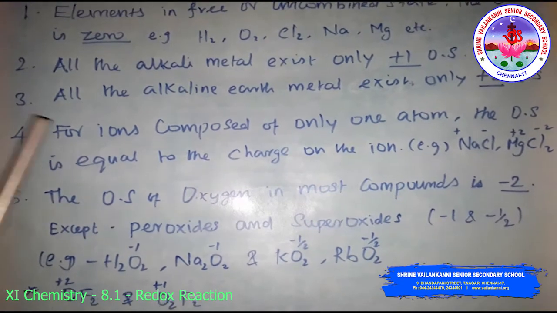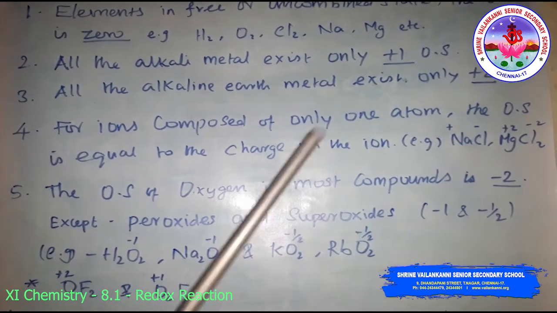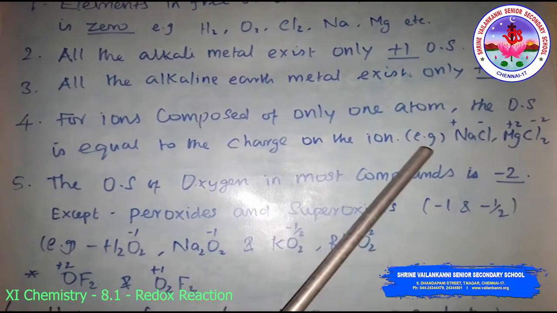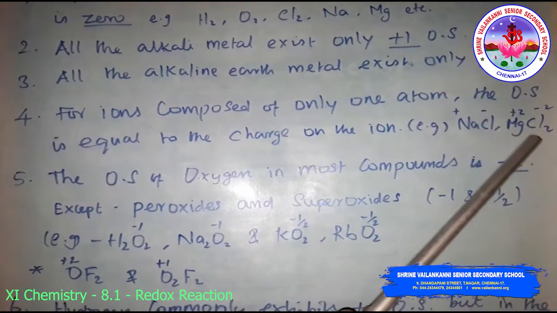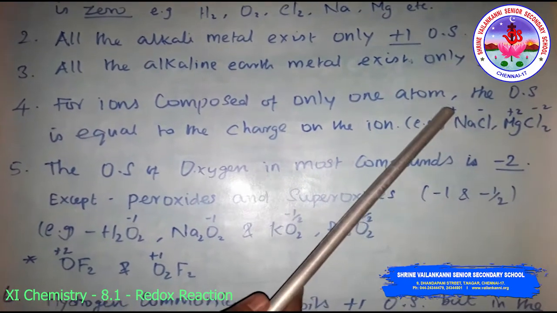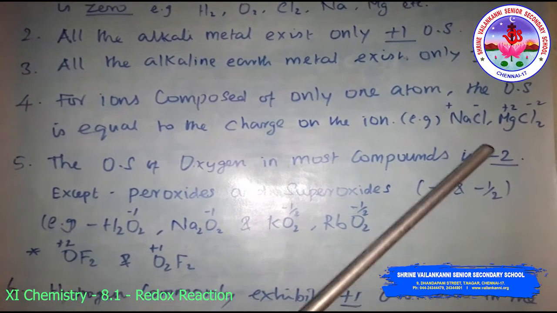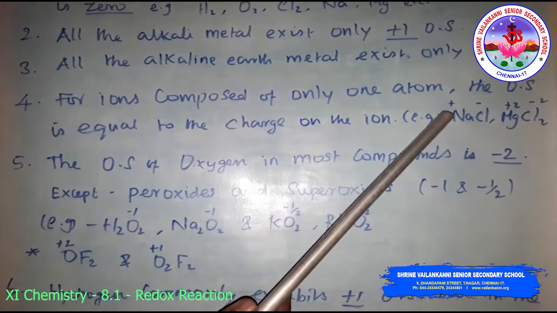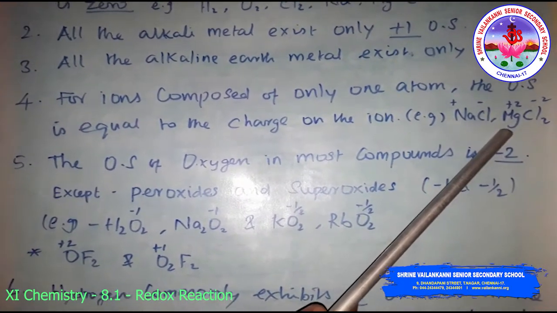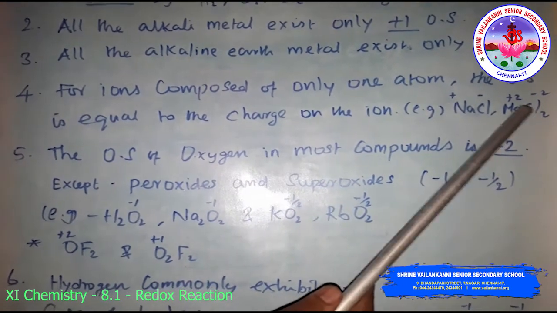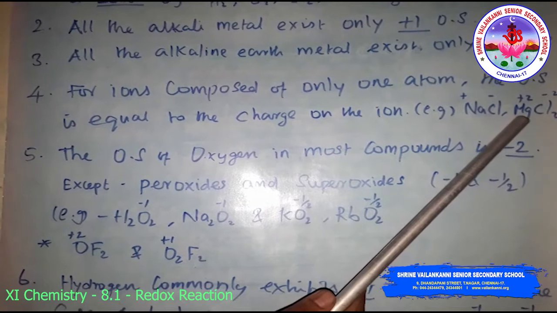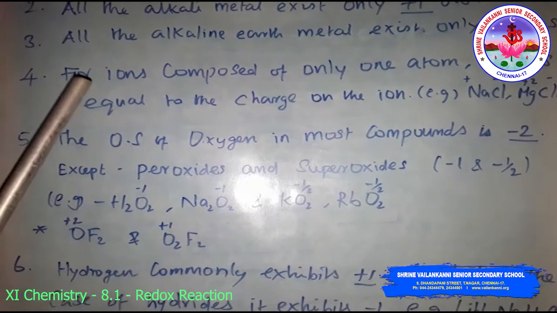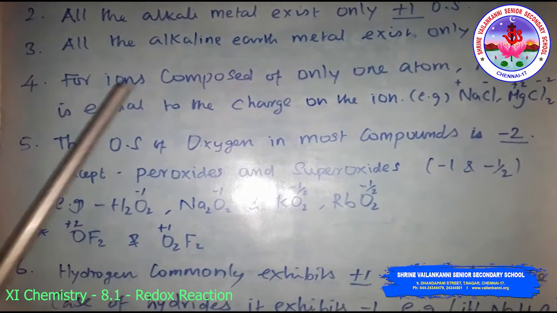Then, for ions composed of only one atom, the oxidation number is equal to the charge on the ion. For example, look at this: sodium chloride, magnesium chloride. Here sodium has +1 and chlorine has -1. Sodium is a group 1 element, so it has the positive charge, +1. Magnesium is an alkaline earth metal, so here only +2 oxidation state. Look at MgCl2: +2 and -2. That's why the oxidation number is equal to the charge on the ion.